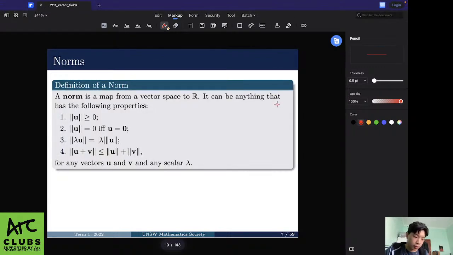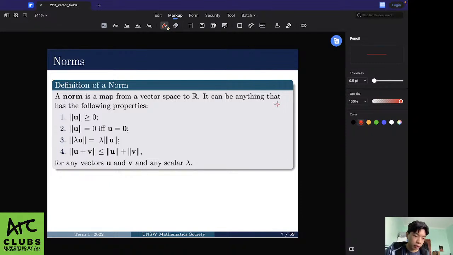Now, let's go ahead and look at what a norm is. A norm is just a way to quantify length, and it can be anything as long as it follows these four rules. So the first one is that it's always non-negative. Obviously, you want length to never be negative. And if the norm is equal to 0, then what you're putting in is also equal to 0.